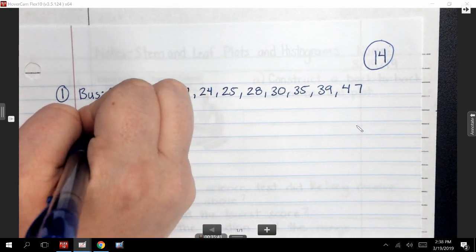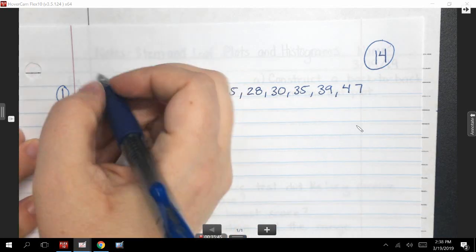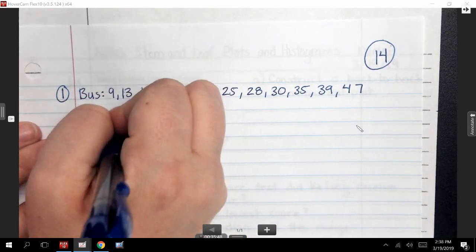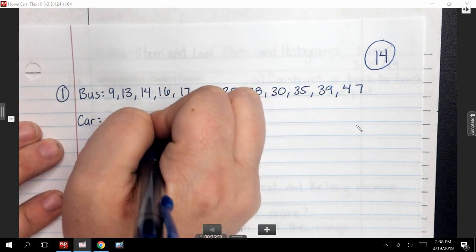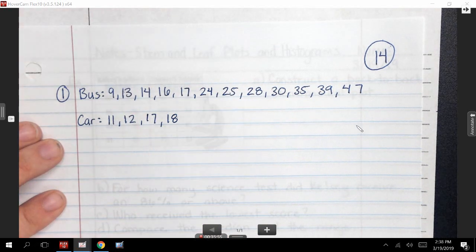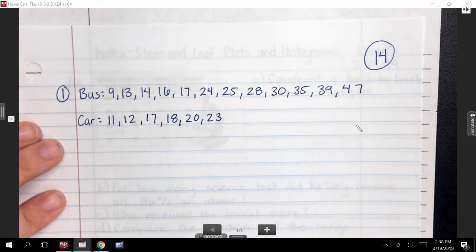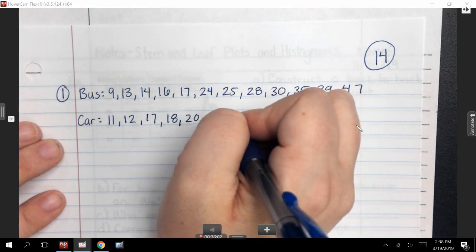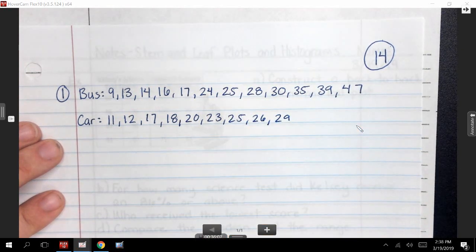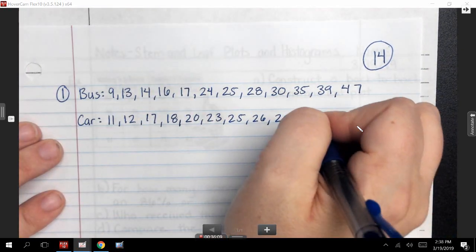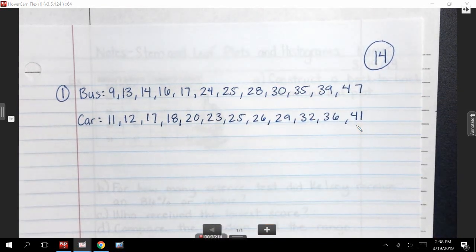All right, let's look at the next one. So now I need to do my car. Focus. All right, Holland. 11, 12, 17, 18, 20, 23, 25, 26, 29, 32, 36. Okay, there you go.